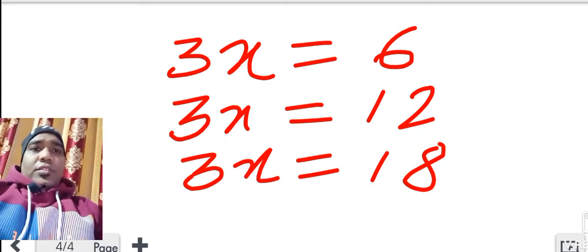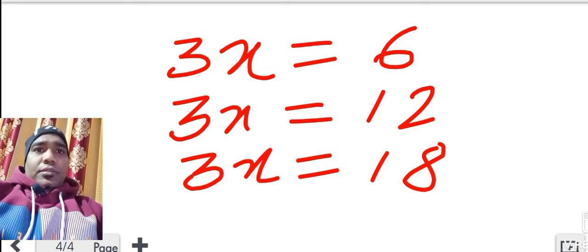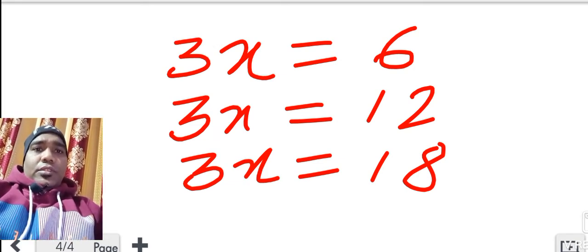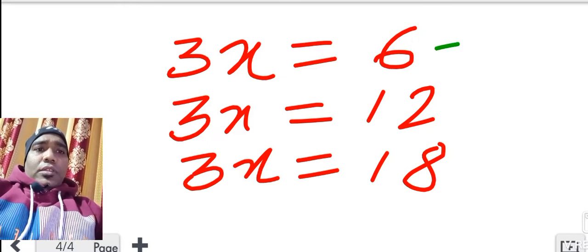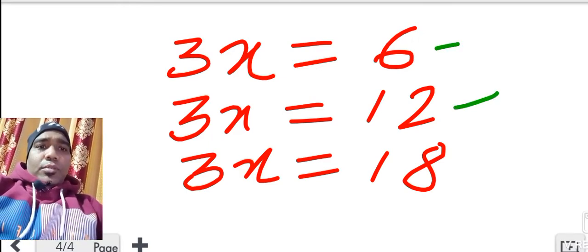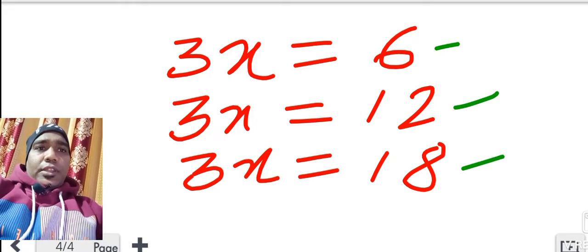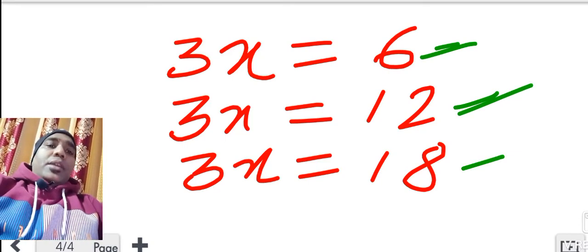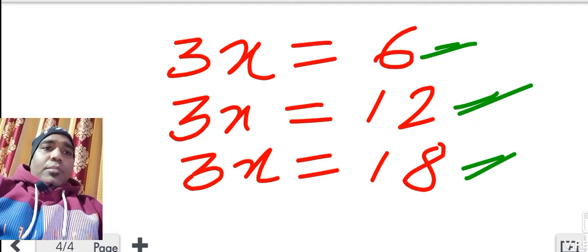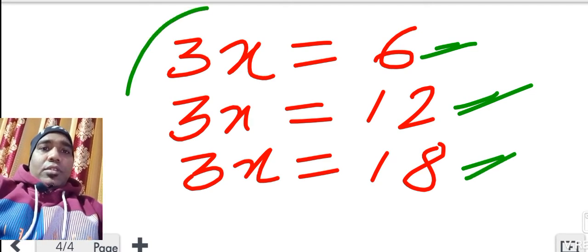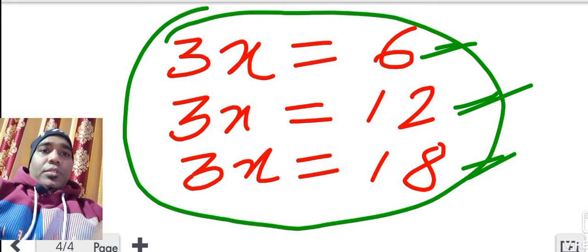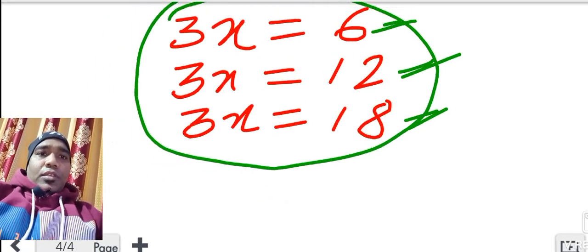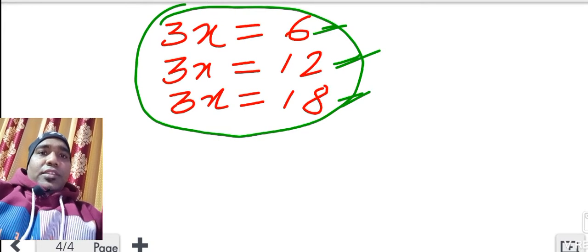Now I'll ask you, which one is correct among these? 3x equal to 6, or 3x is equal to 12, or 3x is equal to 18? Someone will say the first one is correct, someone will say the second one is correct, someone will say the third one is correct, but I'll say that all these three are correct. How? Let's see here.